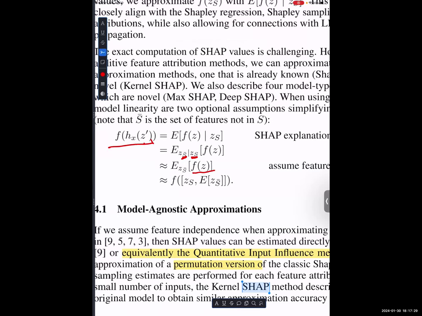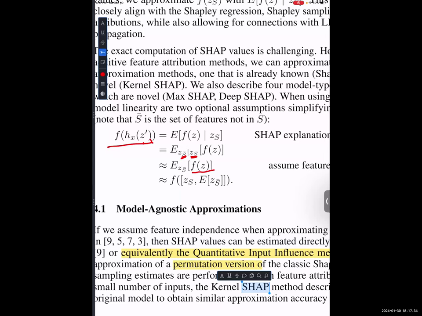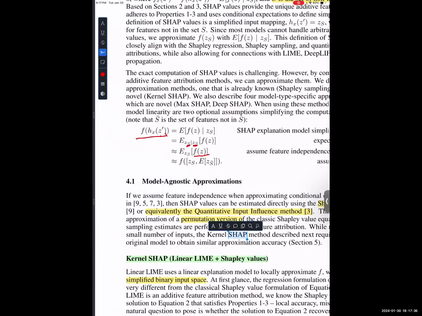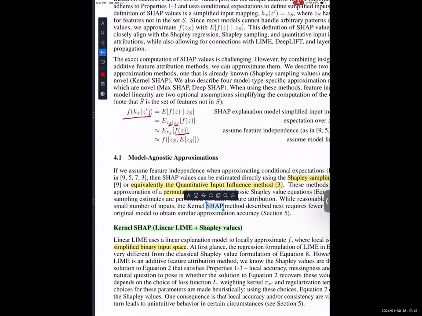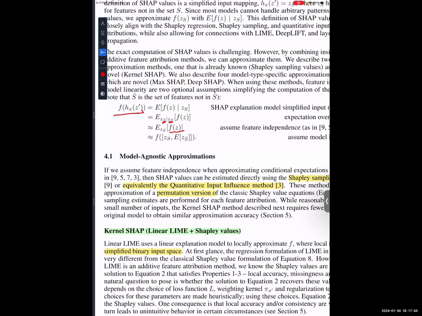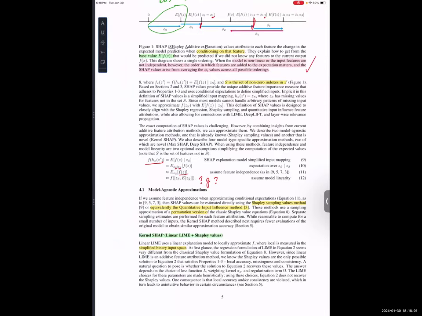The question is why the G is not there. I guess that's the expectation, assuming features are independent. Question, why is the G function not there? Anyone? If you want to explain that, shouldn't you use a G to explain that? I thought I already understood this part, but why is the G function not there?